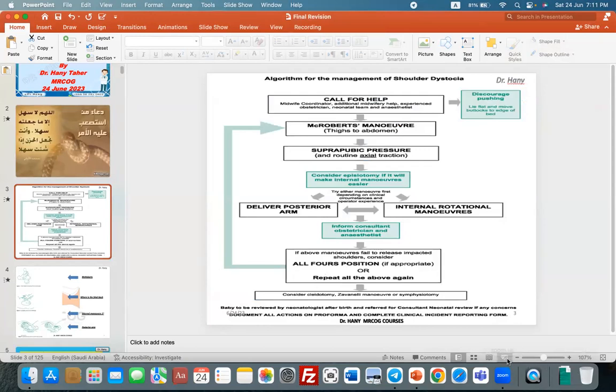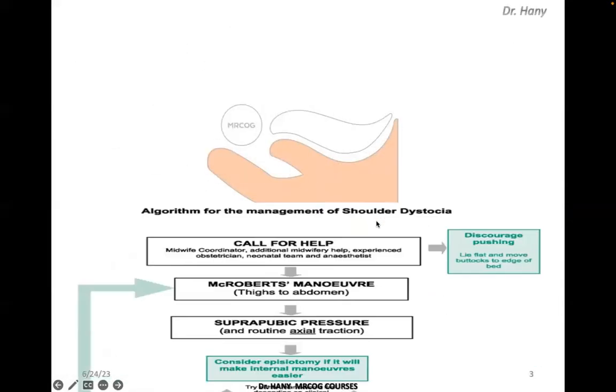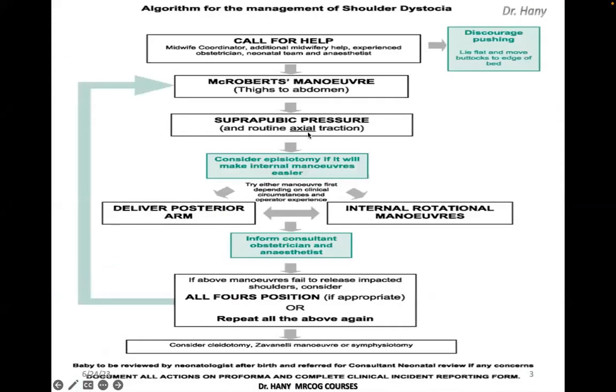The first exam question: once you diagnose shoulder dystocia, or what is the definition of shoulder dystocia? Any maneuver needed to deliver the shoulder after delivery of the head. The old definition is a delay in delivery of the shoulder of 60 seconds after delivery of the head.